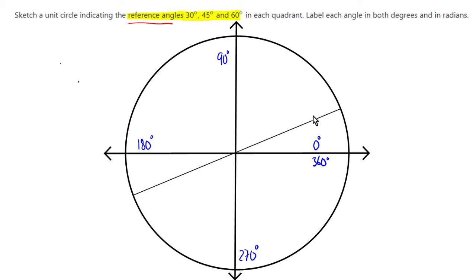So this angle here is 30 degrees. And on the other side here, this terminal arm is going to be 180 plus 30 degrees. So it'll be 210 degrees. So that angle is going all the way from here like that. That's 210 degrees.